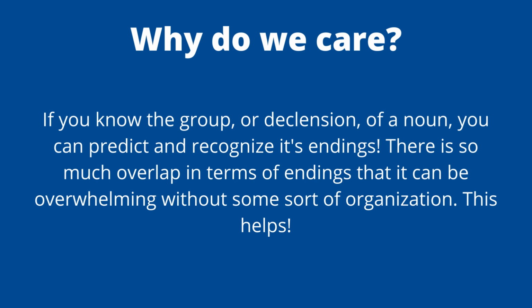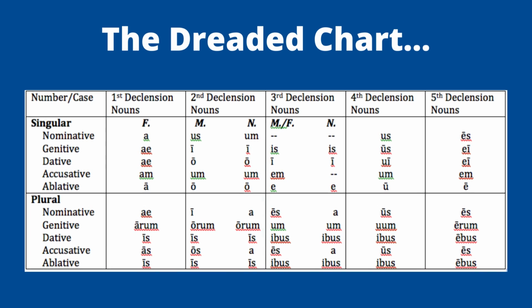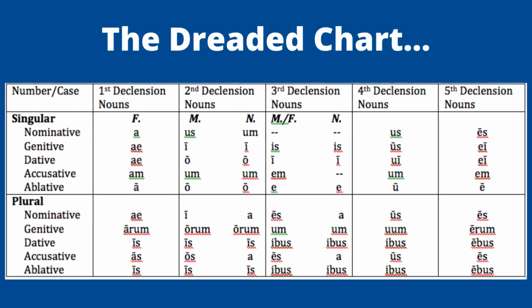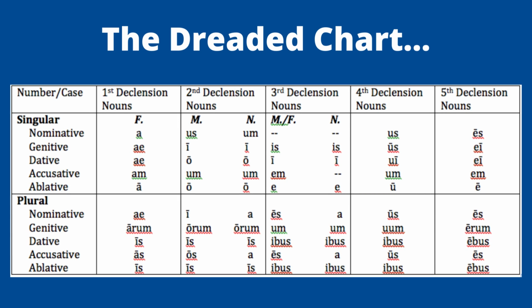Well, if you organize the language like this with declensions and being able to kind of recognize what group a noun belongs to, it helps you predict the language. It just makes it easier. This is what I mean, the dreaded noun ending chart, right? Every Latin student looks at this and they get overwhelmed. If you're using kind of a more grammar-heavy approach, you've probably seen this before. If you're not, maybe you haven't.